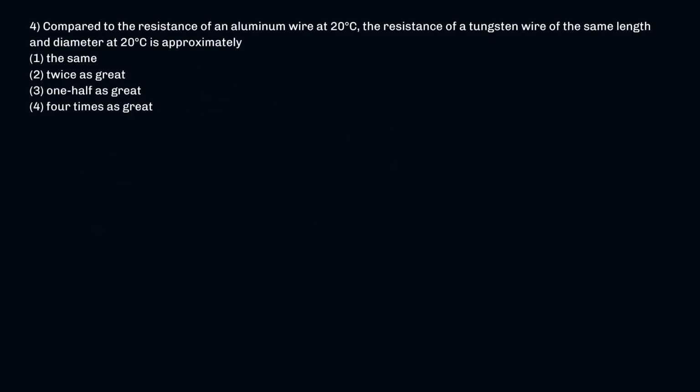So example number 4. Compared to the resistance of an aluminum wire at 20 degrees Celsius, the resistance of a tungsten wire of the same length and diameter, also at 20 degrees Celsius, is approximately. So let's look at what they give us in the question and figure out what equation we're going to be using to compare to one another. The first thing that jumps out to me here is that I have my resistance, or it's saying compared to the resistance. So if I look at the reference table, resistance is going to be R. So we put R in here.